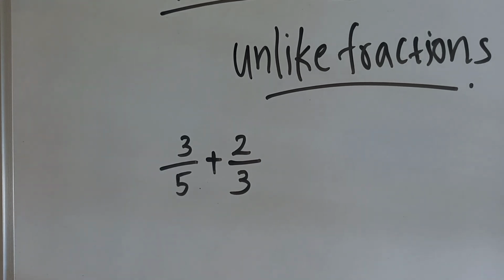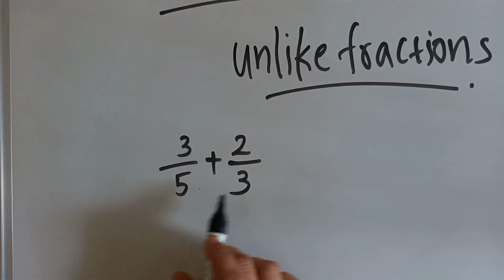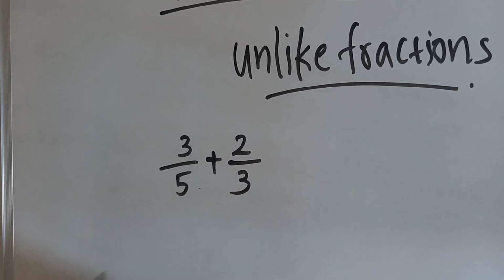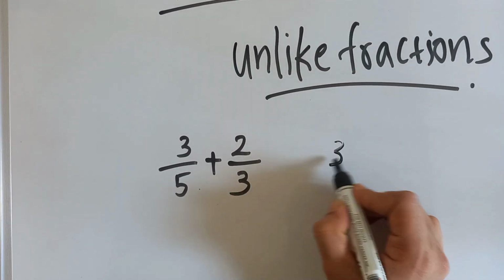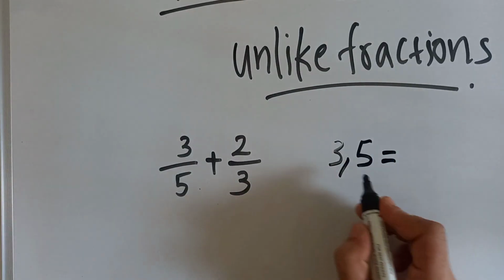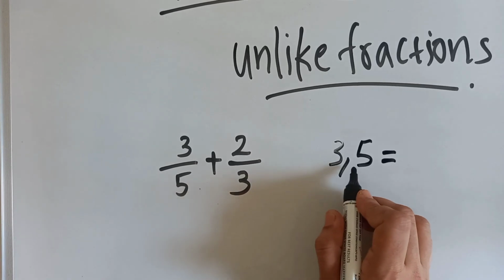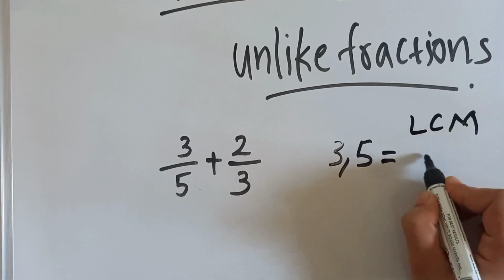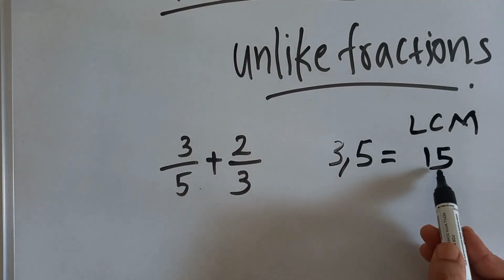Okay, so the first step is checking the two denominators. You have to make the denominators of both fractions common, and for that, you have to take the LCM of both denominators. You might have studied how to find LCM. So first we can find the LCM of the numbers 3 and 5. LCM is the least common multiple of these two numbers. So 3 and 5, the LCM of 3 and 5 is equal to 15.